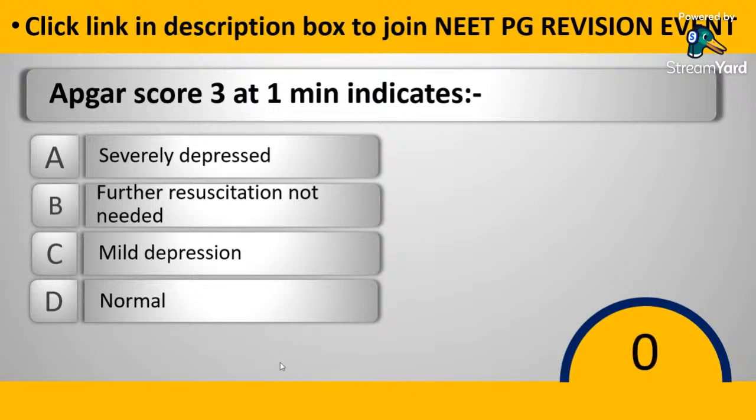Apgar score 3 at 1 minute indicates A. Severely depressed. B. Further resuscitation is not needed. C. Mild depression. D. Normal. Score 3 at 1 minute means it is severely depressed.